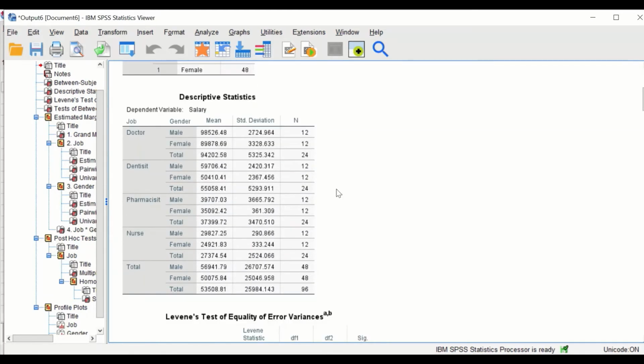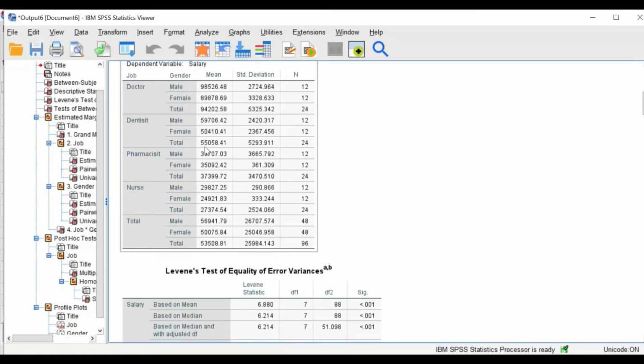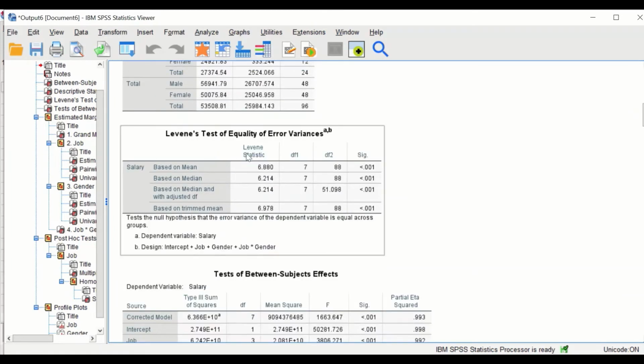The second table is a descriptive statistics table that shows the means and the standard deviation for each factor in combination with the second factor. For doctors who are males, that's the mean for the salary or the average they earn, and for doctors who are females, this is the average salary they earn. So this is the description of the data for both factors.